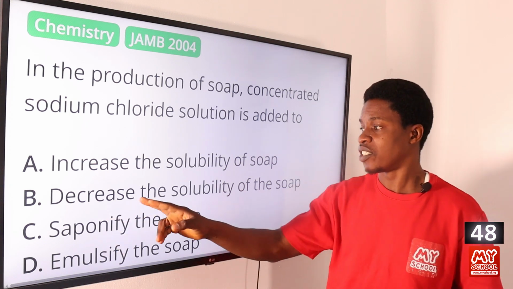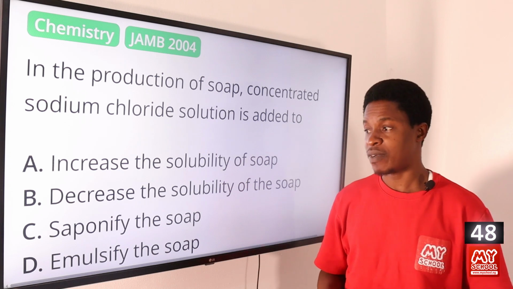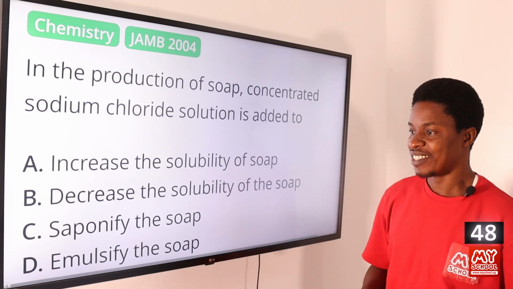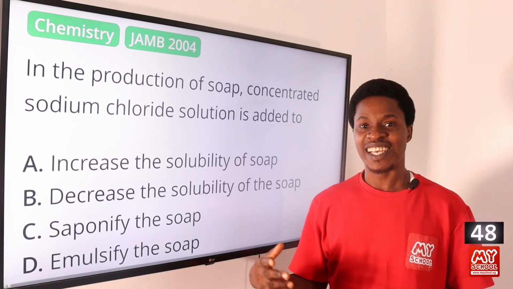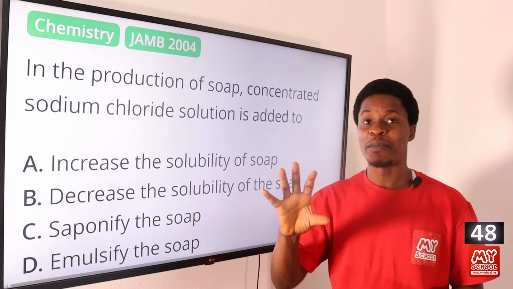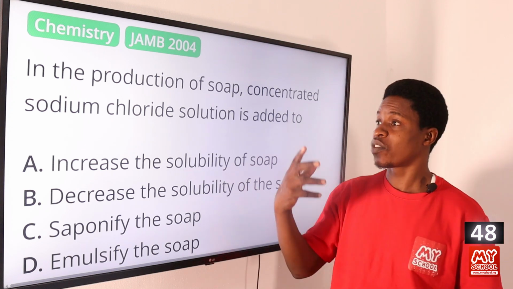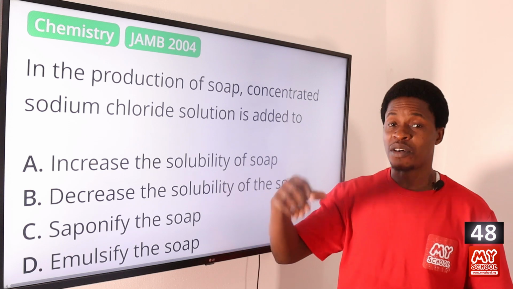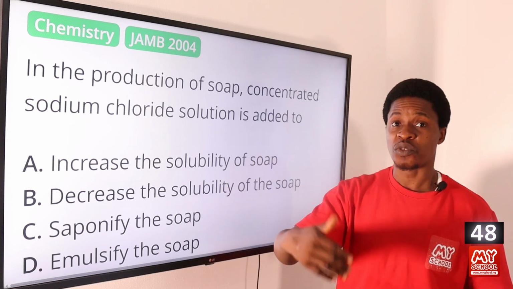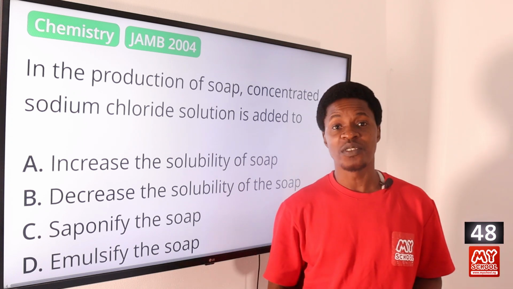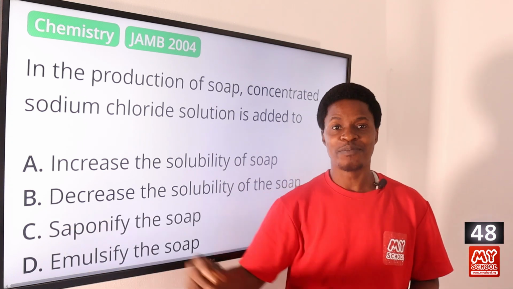Option B says decrease the solubility of the soap. Yes, that's correct. Option C says saponify the soap, and option D says emulsify the soap. Those are grammars. So the major thing that happens is just that there's a decrease. This concentrated sodium chloride solution during the soap production is introduced in order to decrease the solubility of the soap. So the correct answer is option B.